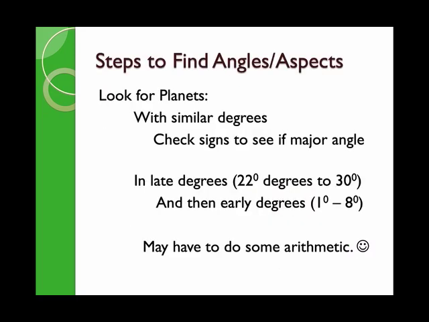Now, these are the steps generally to find the angles or the aspects. First of all, you look for planets with similar degrees. In other words, if you have a planet that's 10 degrees, look around the chart and see if you've got something at 10, 12, 14 degrees, or even going the other way, 8, 6.